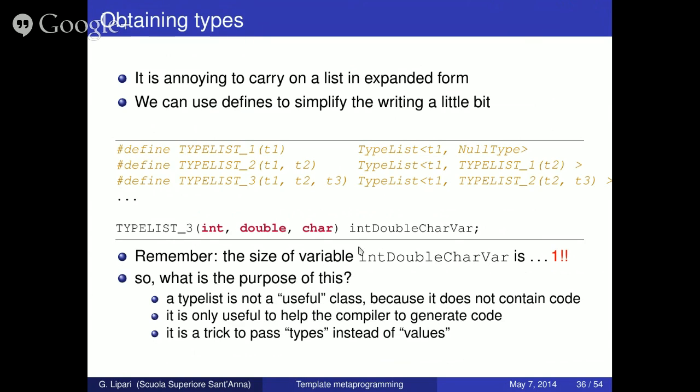Okay, because it has nothing in memory. This is just a list of types that is used by the compiler. So a type list is not a useful class because it does not contain code. It is only useful to help the compiler generate new code. So it's a trick to pass types instead of values to another template.